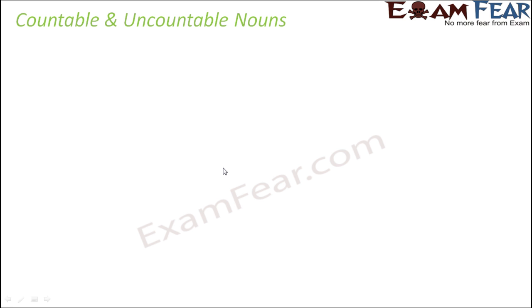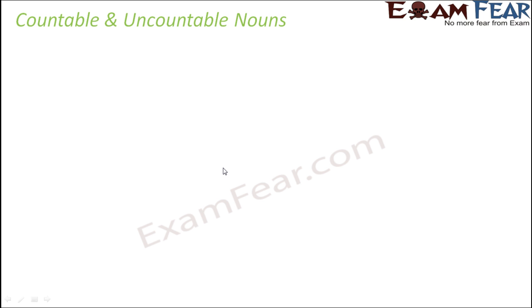Now, whenever we talk about the types of nouns, we mostly talk about proper noun, common noun, abstract noun and so on. Now here we will talk about another categorization of noun, that is countable and uncountable nouns. Now you must be wondering, what is countable and uncountable nouns?